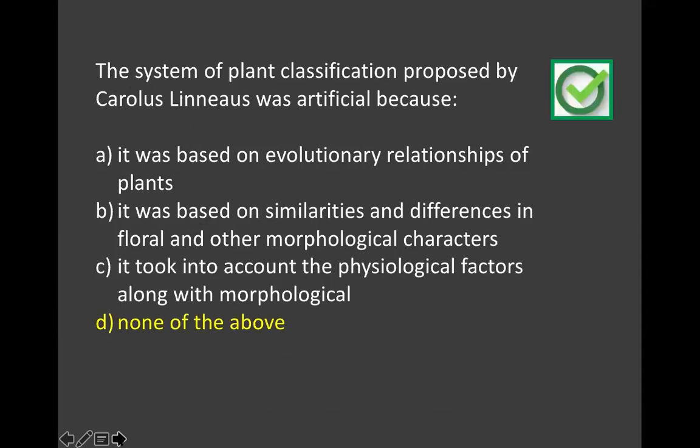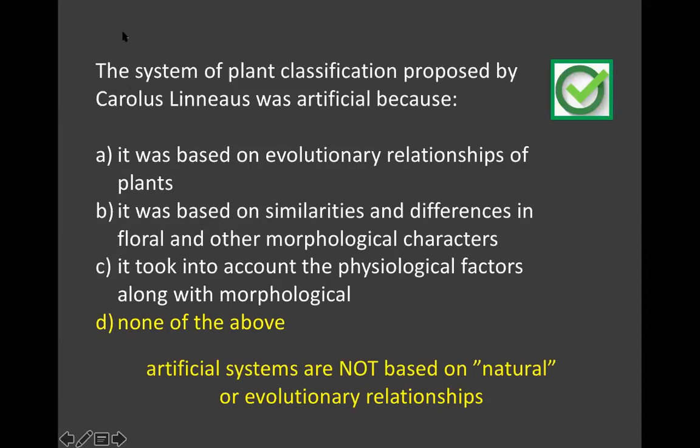The answer is D. The system was thought to be artificial because it was not based on natural or evolutionary relationships. It wasn't until Darwin came along with the theory of evolution that people started to place these characteristics within this evolutionary context, and that's when we moved into evolutionary taxonomy.